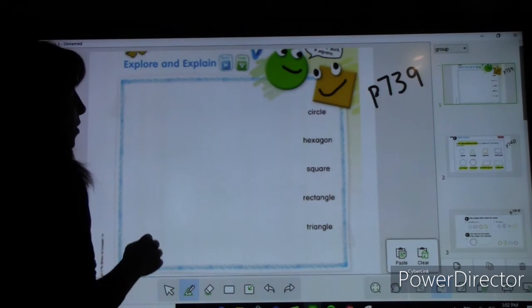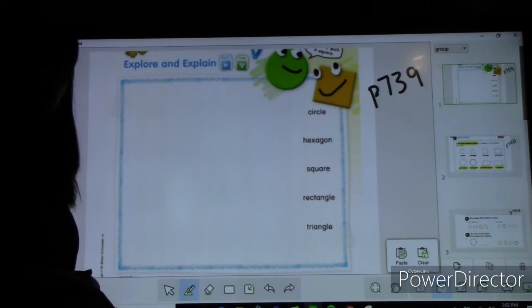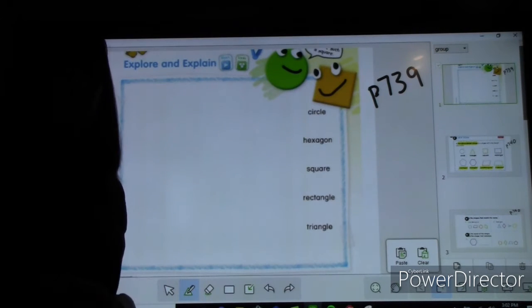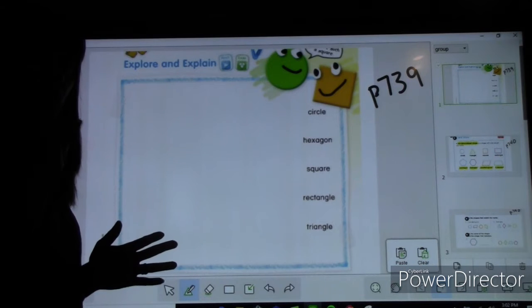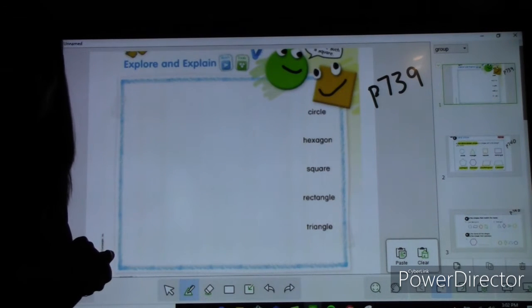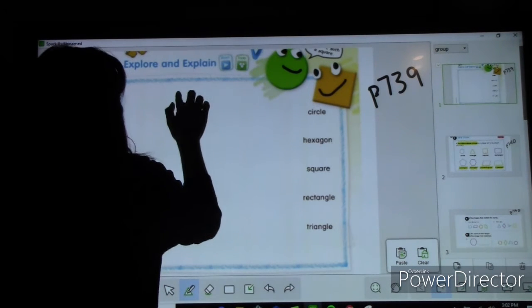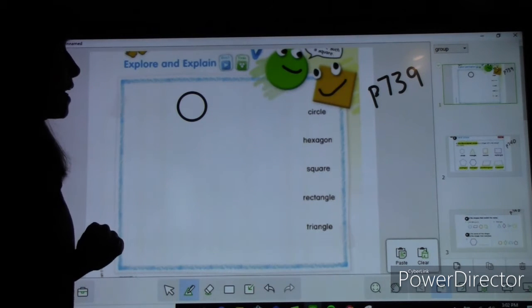So we're going to start with a circle. You can look around your house and find things to trace, or you can just draw them freehand. For instance, for a circle, you could find a penny, or a quarter, or the lid to a container that's circular. Anything that's round would give you a circle when you trace it. I'm just going to draw mine freehand. So there's my circle.